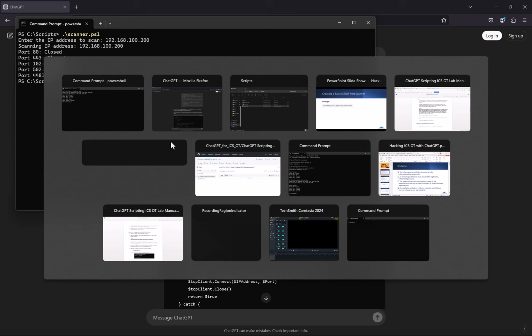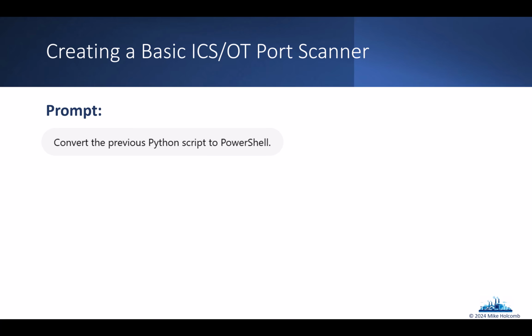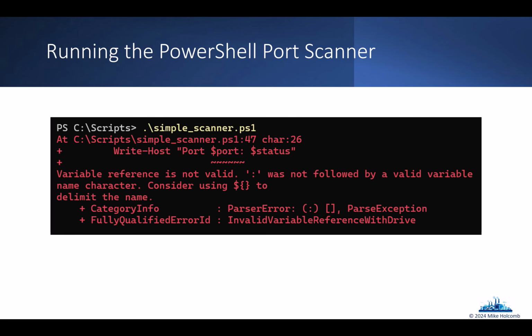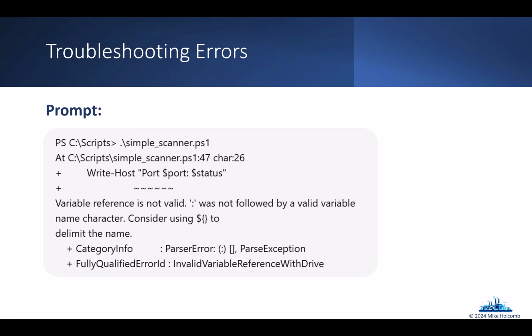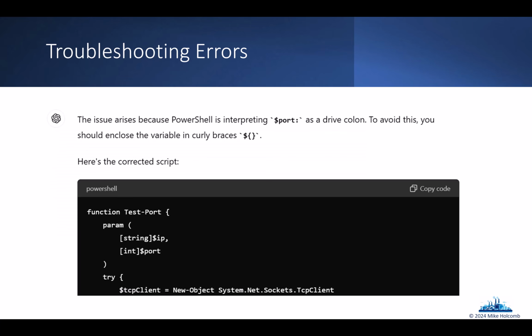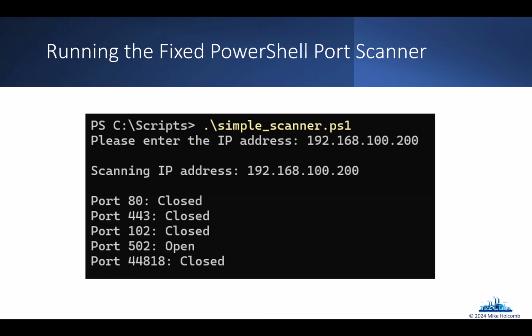So let's jump back to the slides. And this is what we were just looking for, right? We get an error when we try to run that PowerShell version the first time. And so we can take that error message, feed it back to ChatGPT, and it fixes the issue for us. And usually that's the only time you have to do it. And here's the example that I used during the presentation.